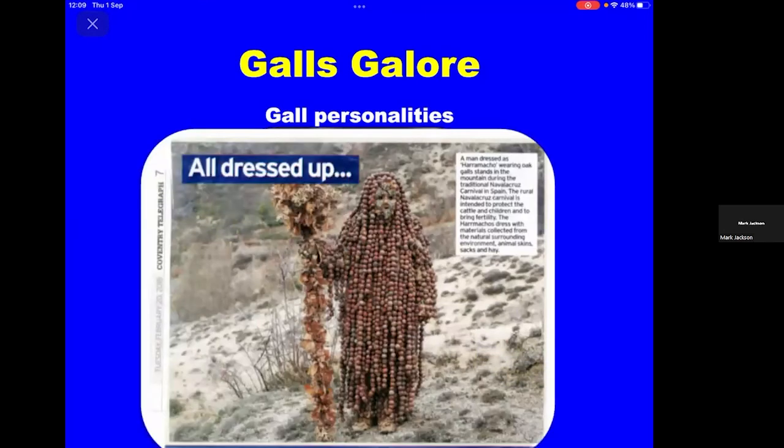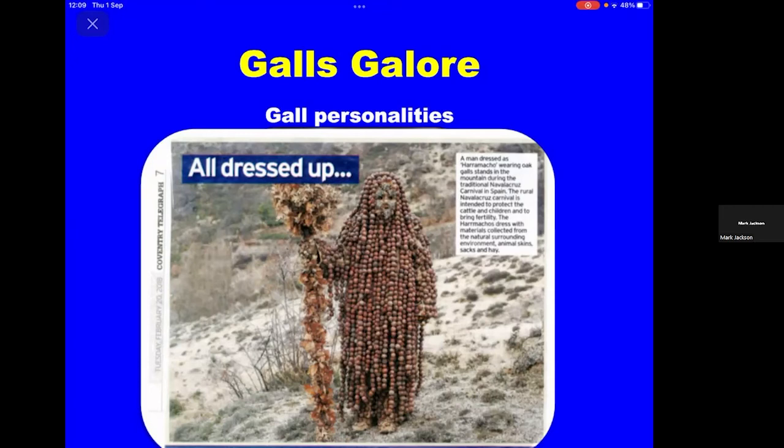And here's a rather strange looking person. Came across this some years ago. This is the character Jarramplas, a Spanish carnival figure who protects children and cattle and brings fertility, hopefully, and always dresses in natural materials. So here we are. This figure decided that his natural materials would be galls.